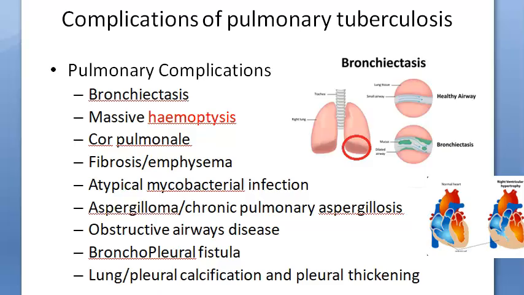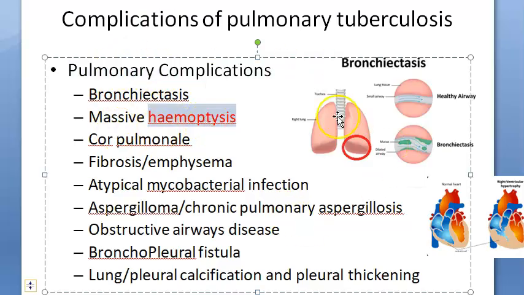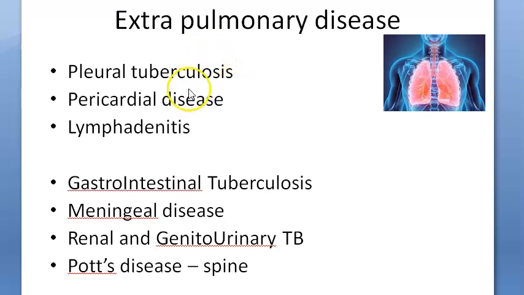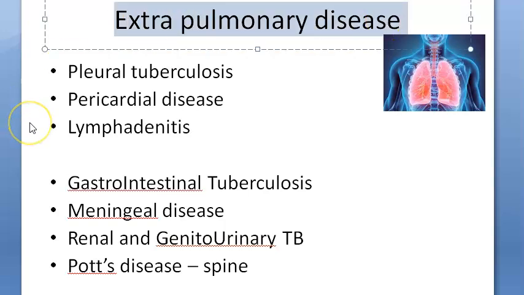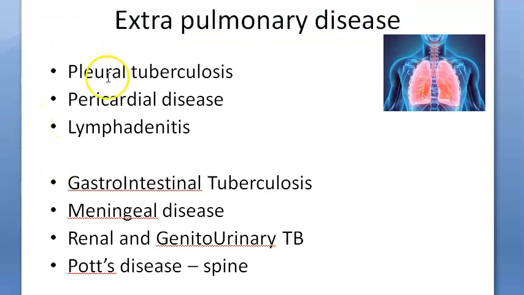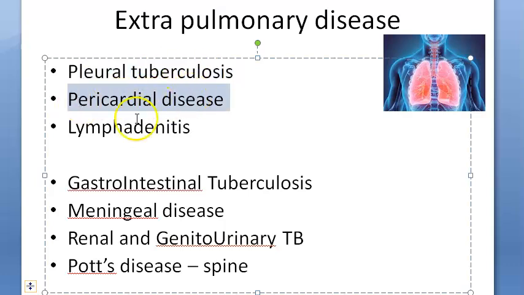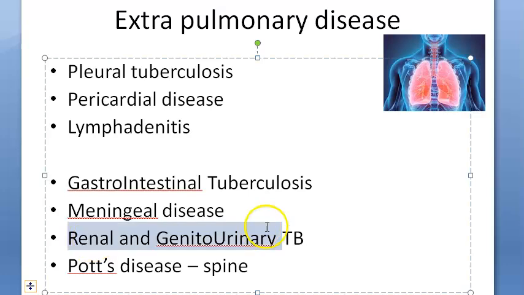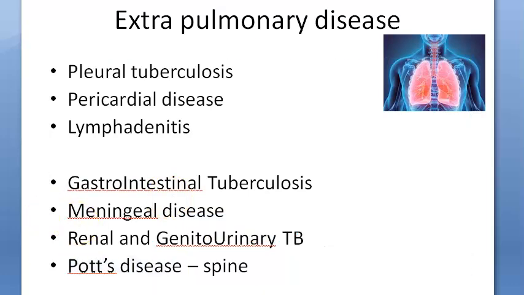According to me, in pulmonary complications we will end up forgetting hemoptysis, and in non-pulmonary, I'll end up forgetting amyloidosis. Guys, this is not there in the Davidson textbook as a complication of pulmonary tuberculosis, but we will add it because we don't know what they are referring to. So we will say that it can cause pleural tuberculosis, pericardial disease, lymphadenitis, then gastrointestinal tuberculosis, central nervous system meningeal disease, TB meningitis, genitourinary renal tuberculosis, and Pott's disease, Pott's spine. Please write all these also.